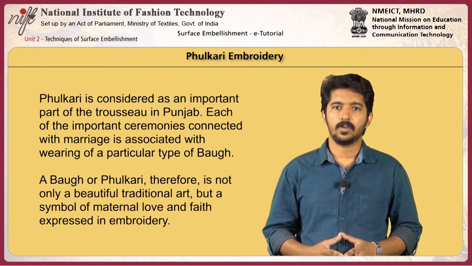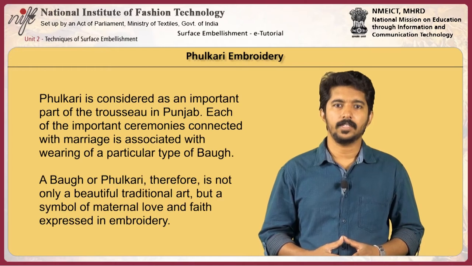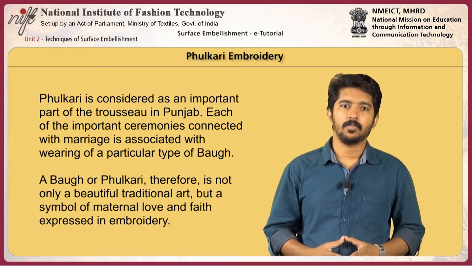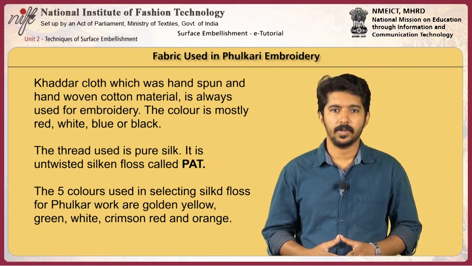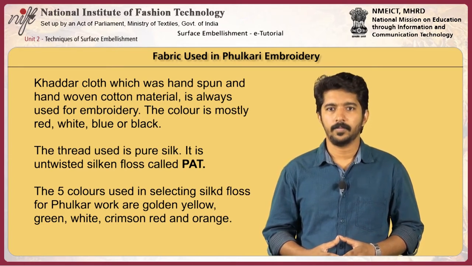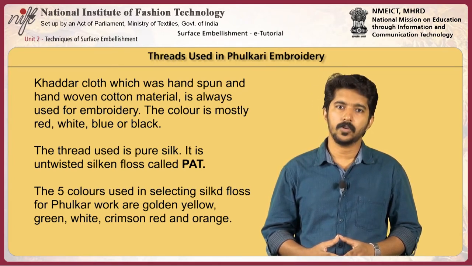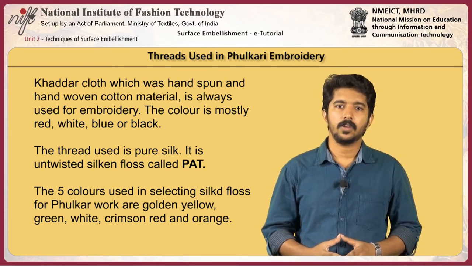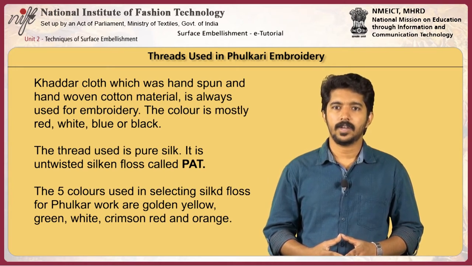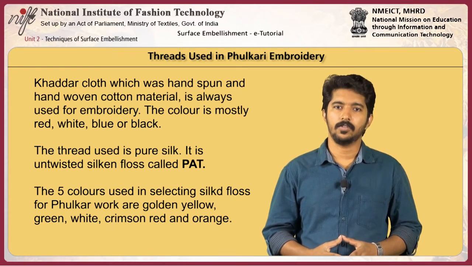Fulkari is considered an important part of ceremonies in Punjab. Each of the important ceremonies connected with marriage is associated with wearing a particular type of bagh. Khadar cloth, which is hand spun and hand woven cotton material, is always used for embroidery. The color is mostly red, white, blue or black. The thread used is pure silk. It is untwisted silk floss called pat. Golden yellow, green, white, crimson, red and orange are the five colors prepared in selected silk floss for Fulkari work.